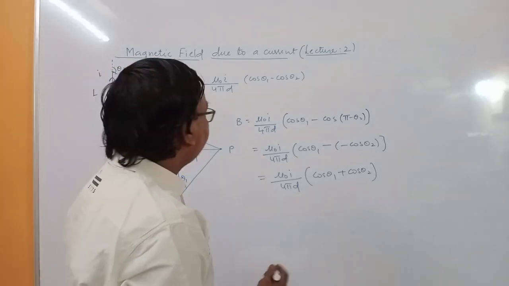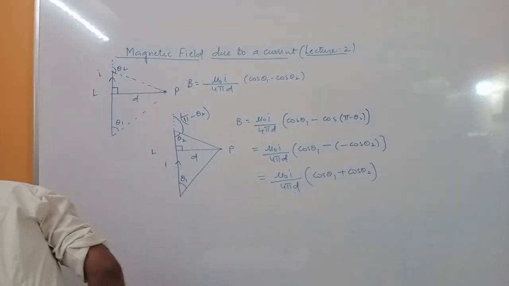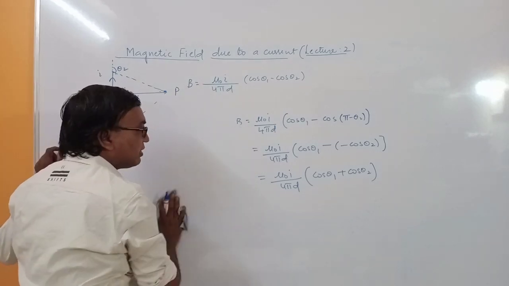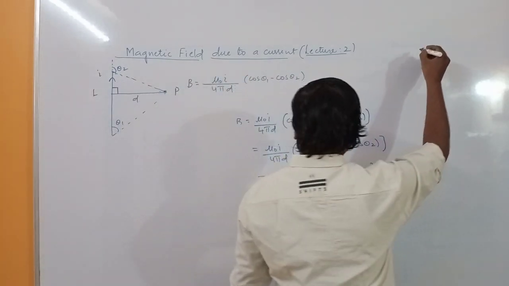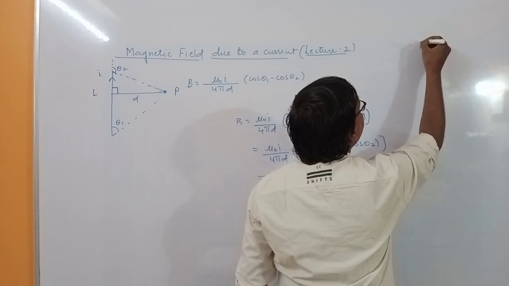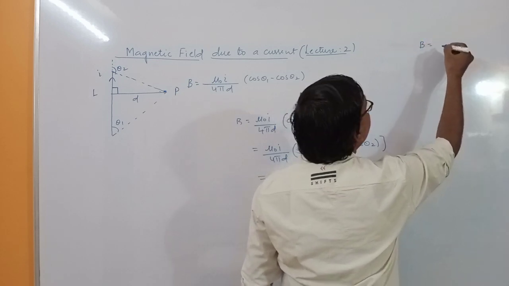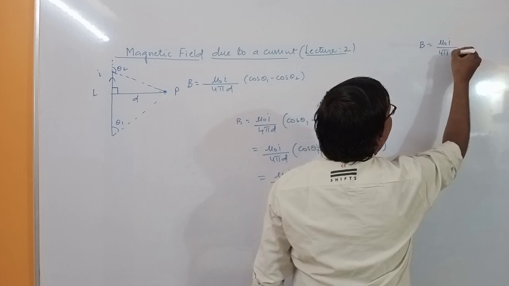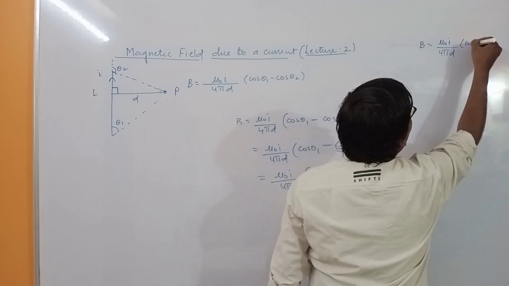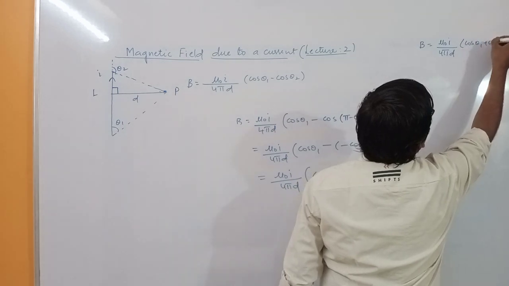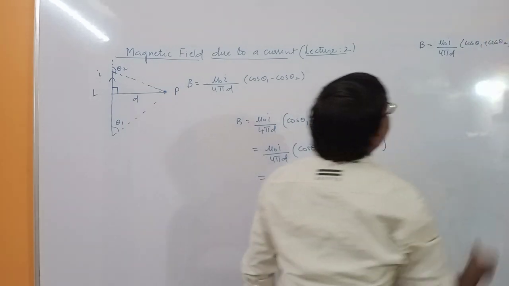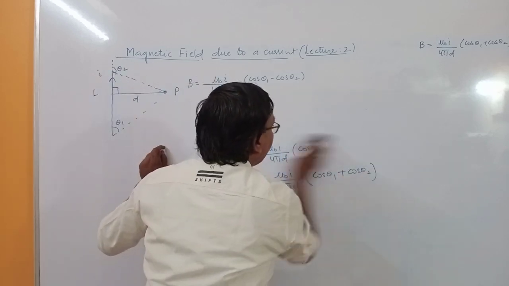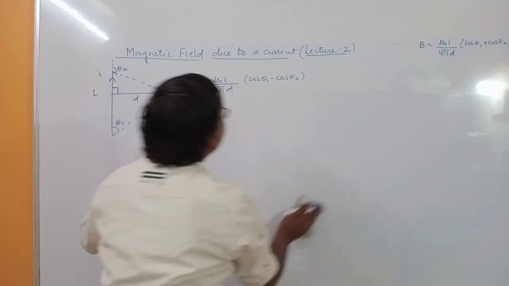So let us take another condition where angles are changed. Now the first equation I will write it here. I will keep it here. So B, the magnetic field at point P, is mu naught I by 4 pi d into cos theta 1 plus cos theta 2. Then similarly we'll take angles at some other points.